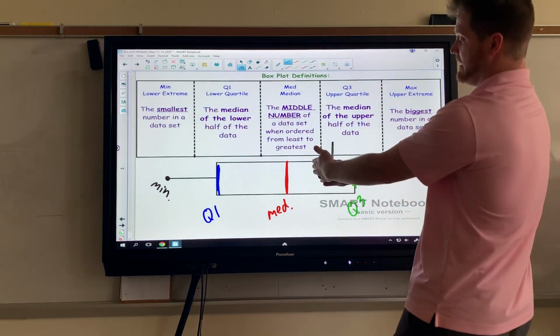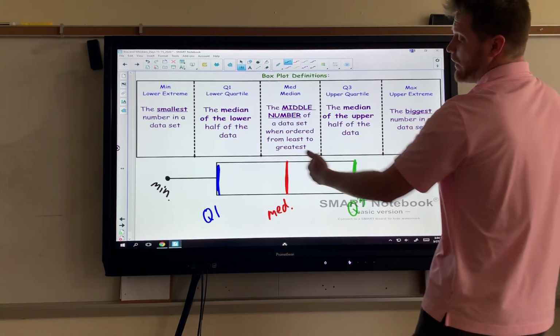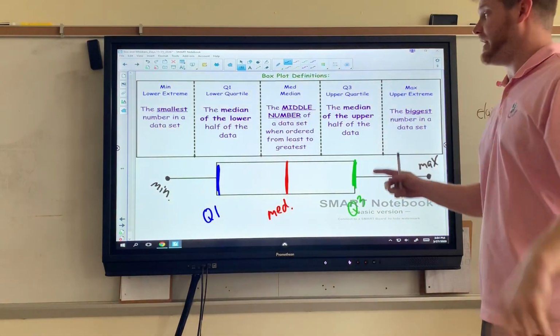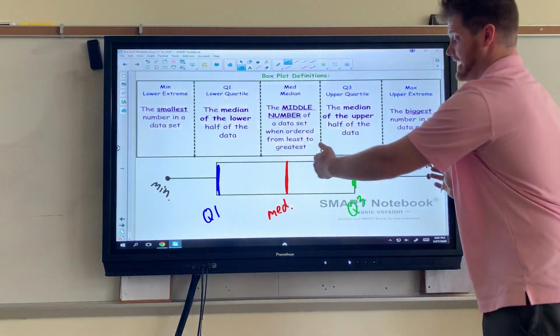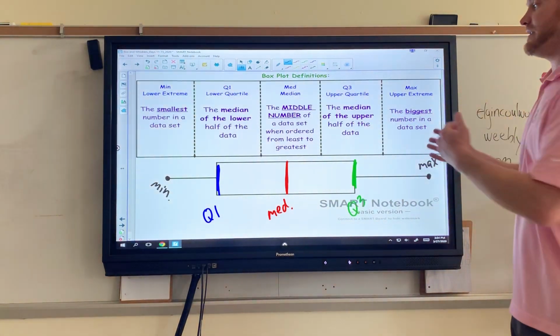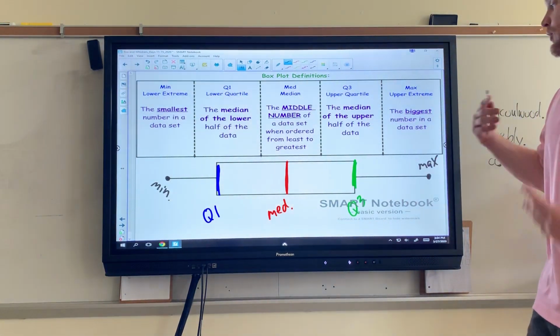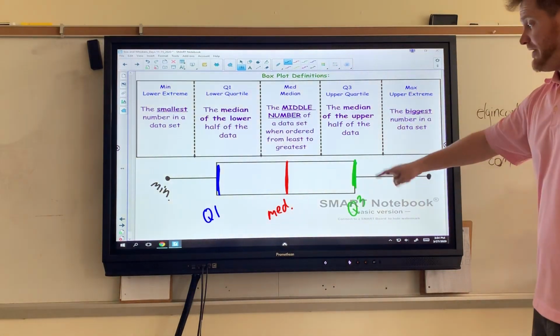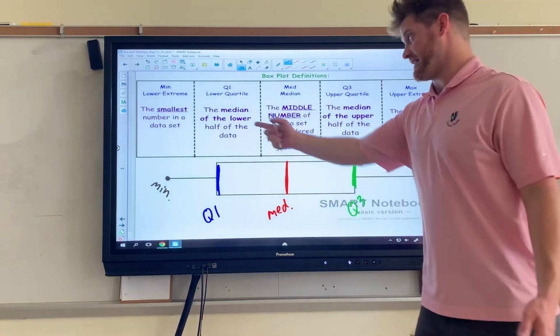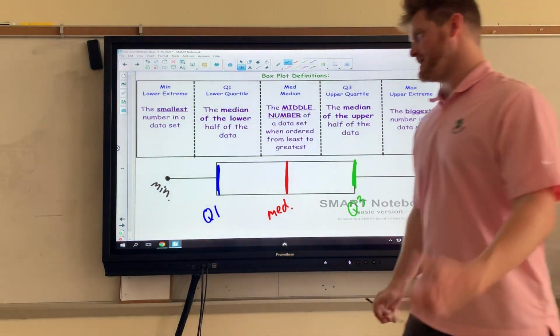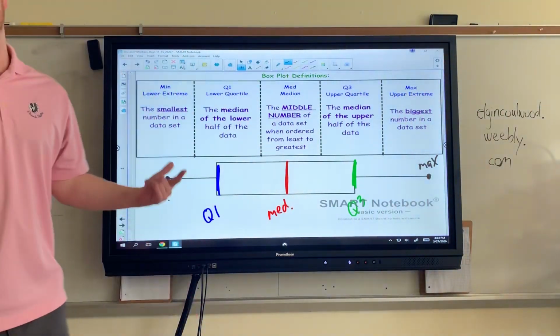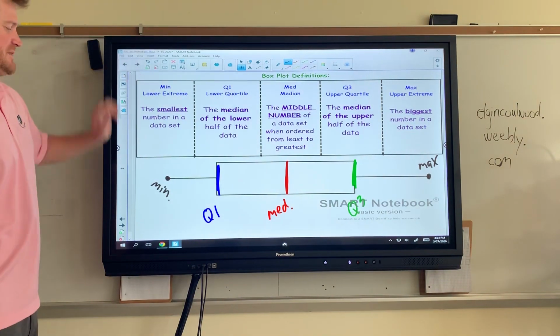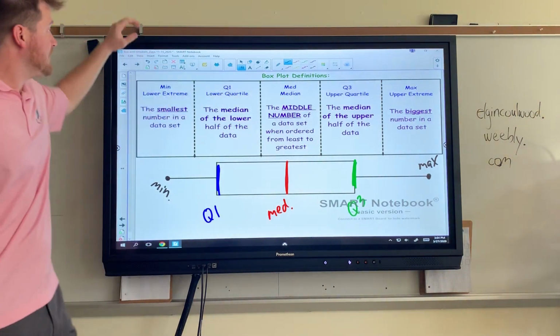After you find the median, then you split it on this side. Anything to the right is going to be the upper half. To find Q3, you then have to find the median of the higher half, or the greater half, of those numbers. Once you find the middle number of the upper half, that's where the box ends. Like I said, the lower half is where the box begins. Minimum and maximum are probably the easiest to find. Minimum is going to be the smallest number, maximum is going to be the biggest number.